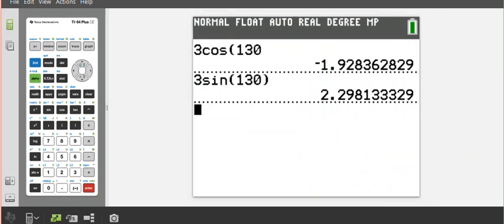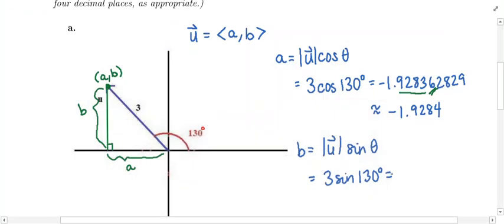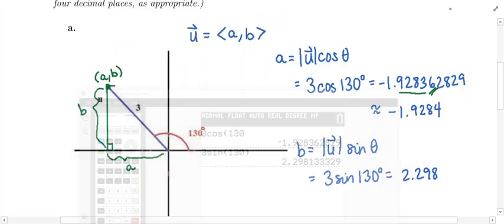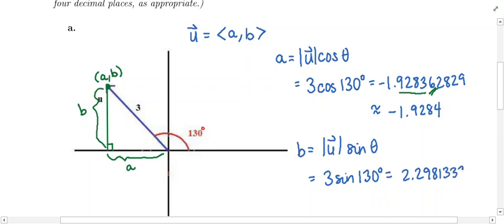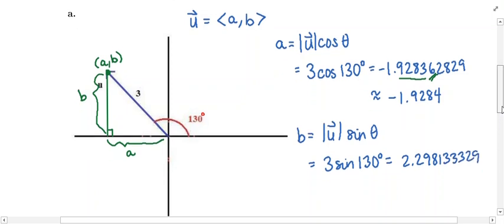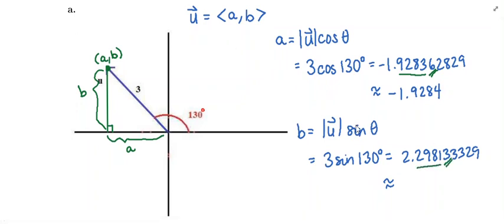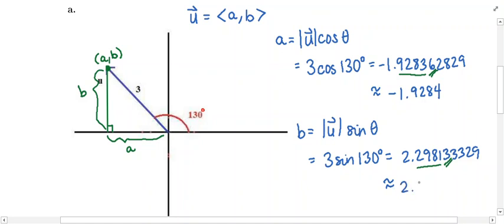So here it is: 2.298133329. Let's round. We need to go to 4 places after the decimal point. So 2981. There's a 3 that comes after it, so we will just keep it a 3. So this is going to be 2.2981. So that's it.